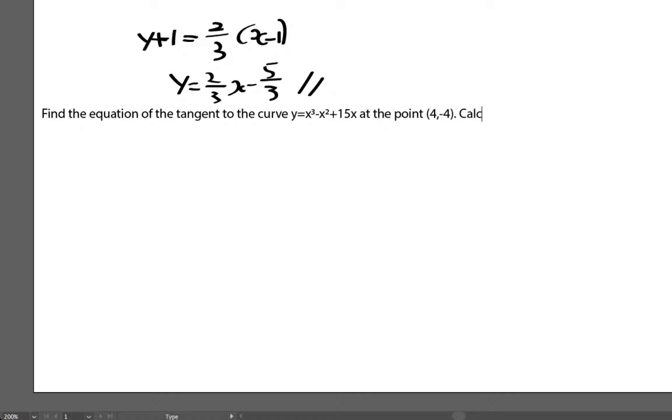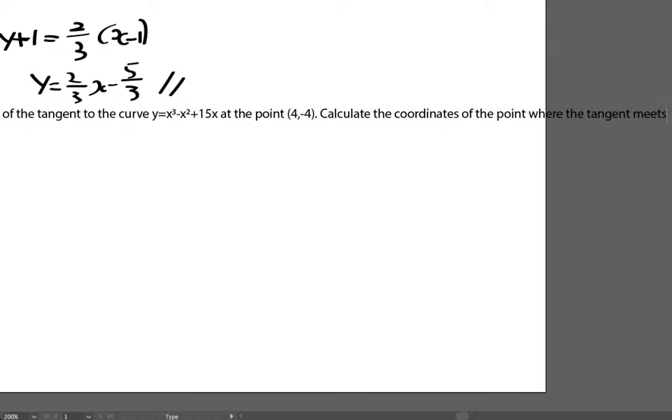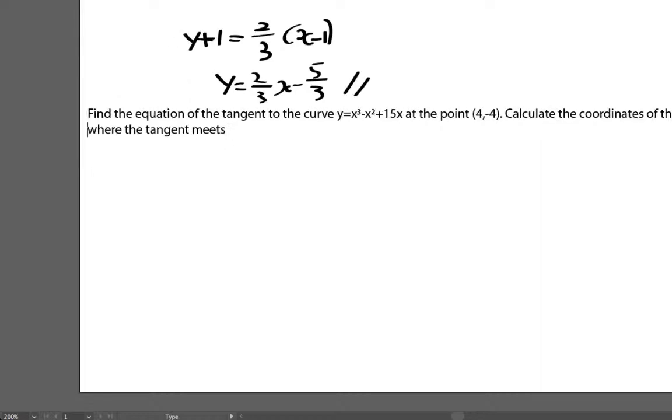Calculate the coordinates of the point where the tangent meets the curve again. Okay. This is a bit of a trickier question, but yes, this is actually solvable.